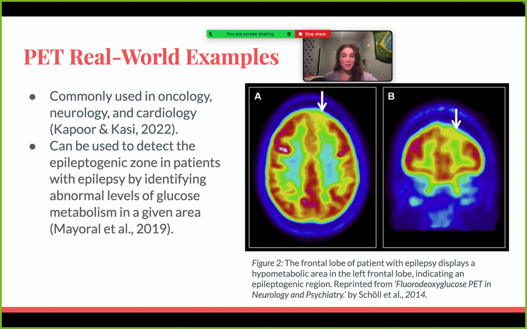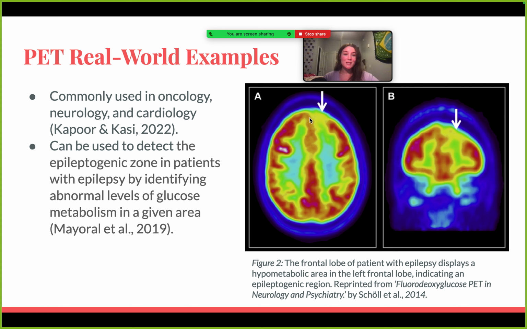A great real-world example of this is being able to detect what's called an epileptogenic zone, which is the zone in the brain that is not necessarily the area of the seizure every time, but it is the area responsible for the seizure. And epilepsy, of course, is a seizure disorder.